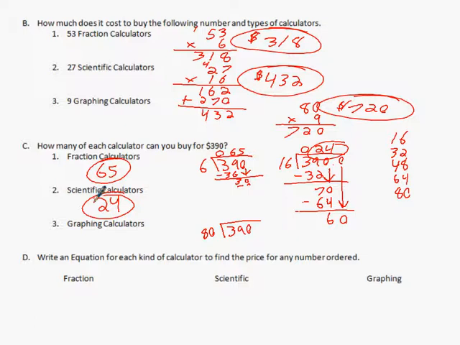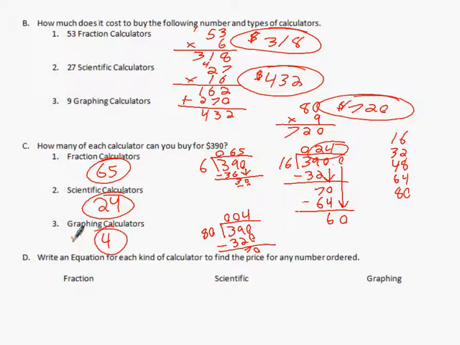Last but not least, we have graphing calculators. 80 does not go into 3, does not go into 39, goes into 390 4 times, which is 320, which leaves $70 left. Almost enough to buy another one, but almost is not enough. You need more, so that does not work. So 65, 24, and 4, all for the same amount of money.